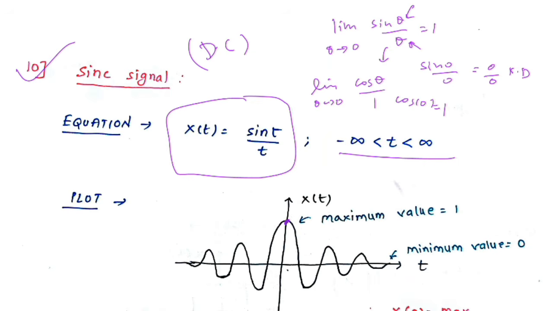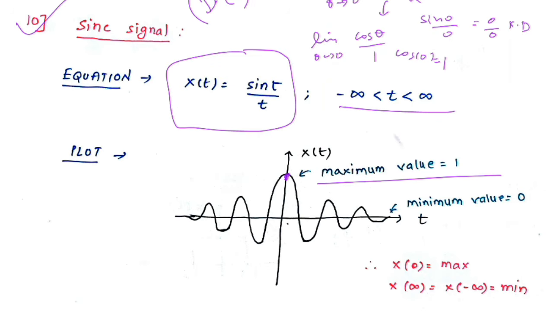So at t is equal to 0, you will get the maximum amplitude 1, but if you move forward to t is equal to infinity, you will get the minimum value. So at t is equal to 0 we are getting the maximum, at t is equal to infinity we are getting the minimum value.